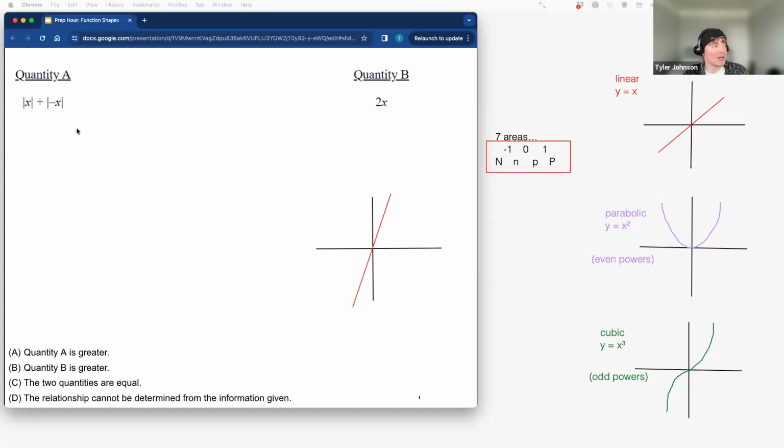So how is quantity A going to look by comparison? We have the absolute value of x plus the absolute value of the opposite of x. And remember, when it comes to absolute value, those two things are equivalent. No matter what x is, the absolute value of x and the absolute value of the opposite of x, it's the same number. So I can reconceptualize this as either being the absolute value of 2x or the absolute value of the opposite of 2x. Either of those, it's going to be similar to that graph of quantity B, except it cannot go negative. It must stay within quadrants 1 and 3.